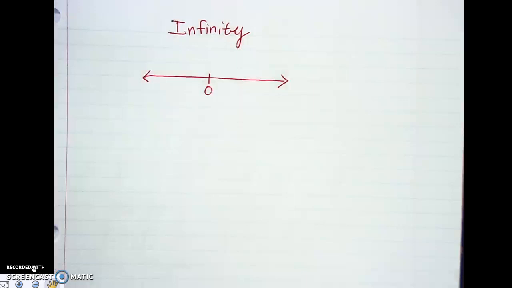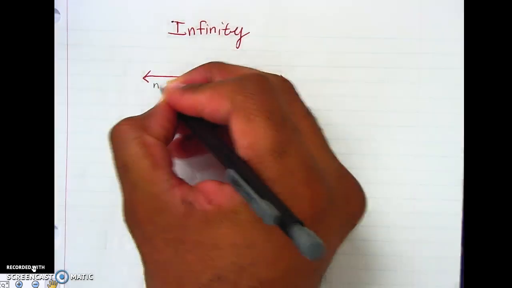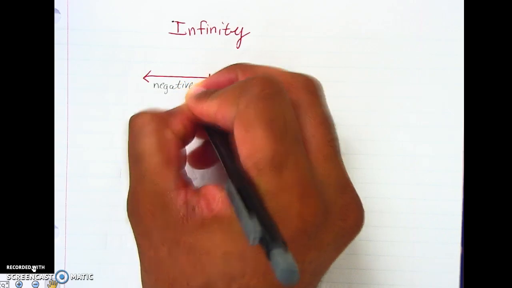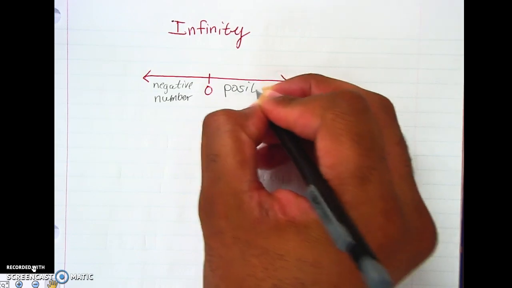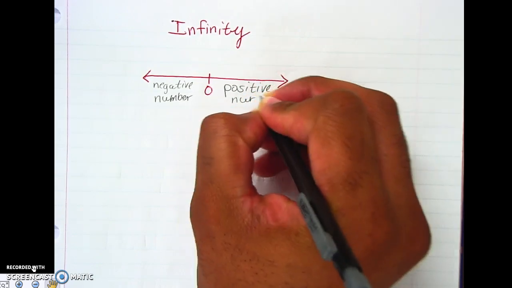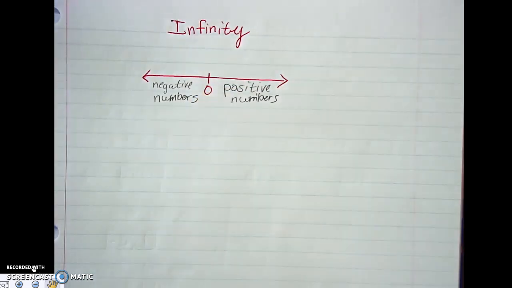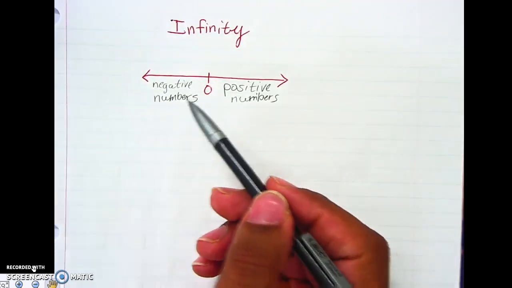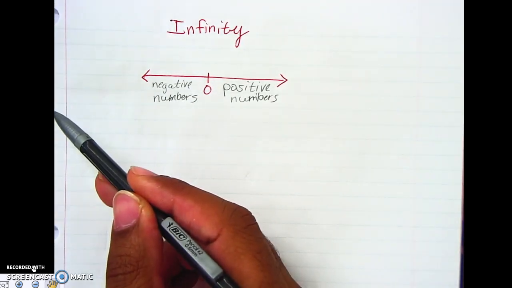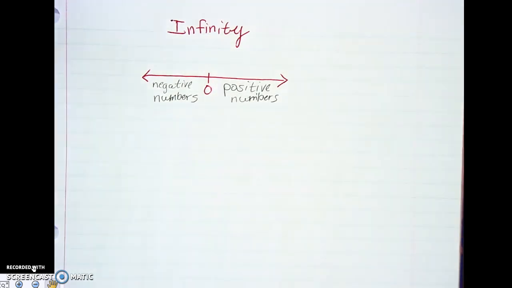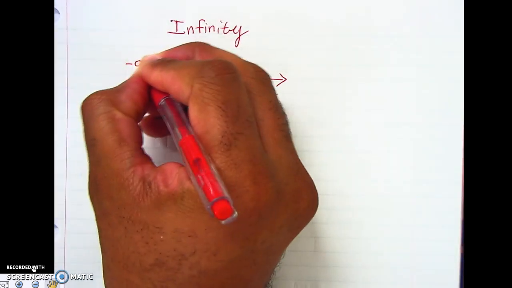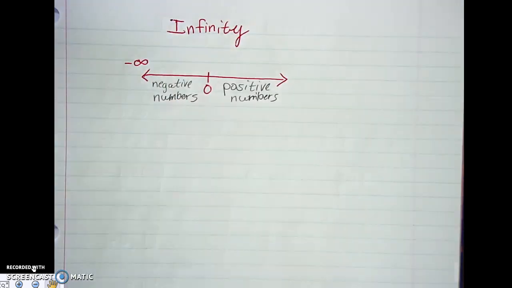But if you think about it, on the left side we always have our negative numbers, and on the right side we always have our positive numbers. So if there are negative numbers here and we go on forever and ever down to the very last number on this side, it will go to a thing called infinity. And infinity is never touched. We never get to infinity. It just goes on forever and ever, and we just never get to it.